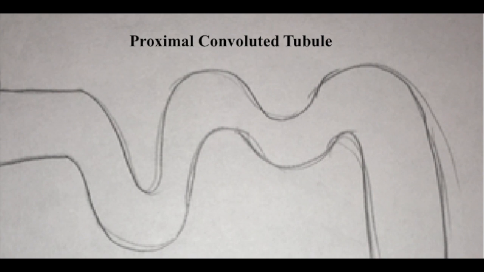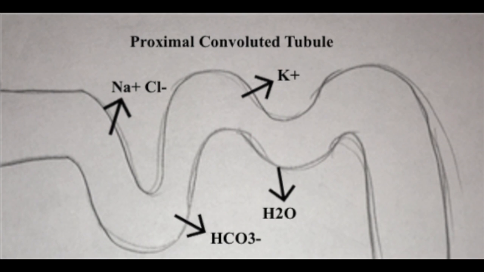The next section of the nephron is called the proximal convoluted tubule. In this area, about 65% of the sodium ions are reabsorbed. Since opposites attract, the negatively charged chlorine ions follow the positively charged sodium ions. 65% of H2O, 65% of potassium, and 90% of bicarbonate is reabsorbed here.